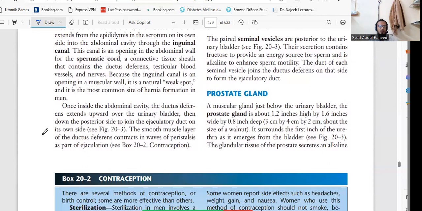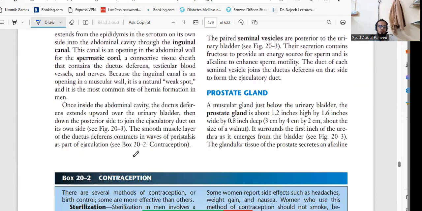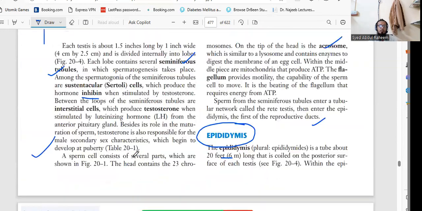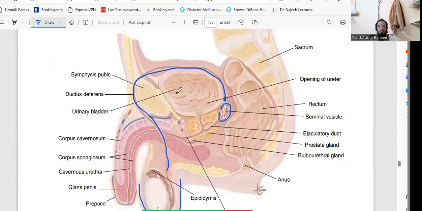Once inside the abdominal cavity, the duct deferens extends upward to the urinary bladder, then down the posterior side to join the ejaculatory duct on its own side. The smooth muscle layer of the duct deferens contracts in peristaltic waves, a part of ejaculation. So you can see that this is the path behind the abdominal cavity. Most persons may have an inguinal hernia in this area, which may also block this vas deferens.